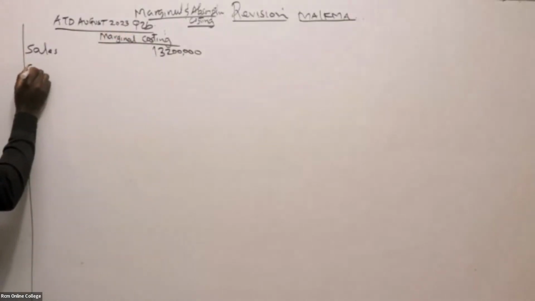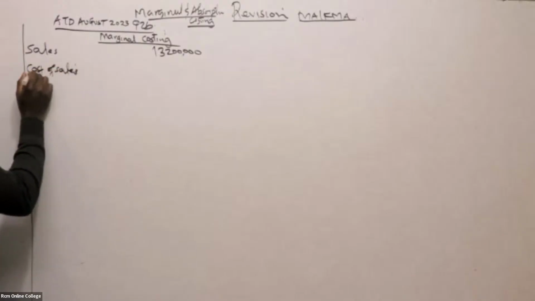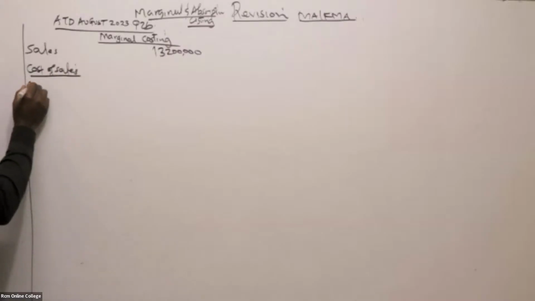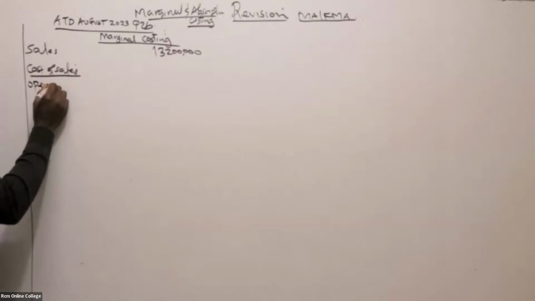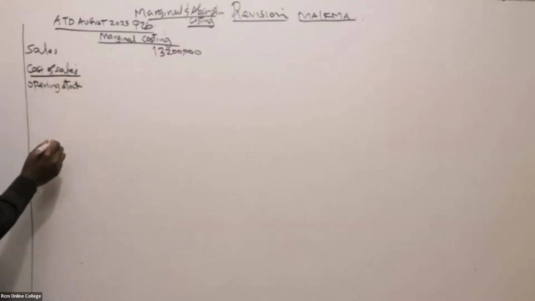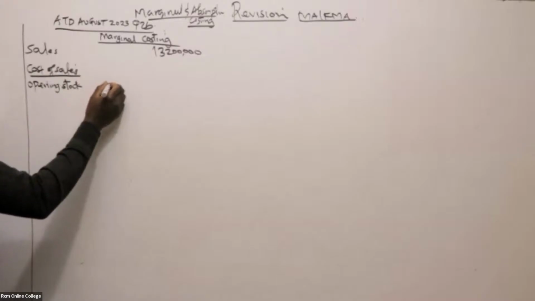We go to cost of sales. Our cost of sales under marginal costing will only contain what we call variable production cost. So let's get what we call opening stock. Do we have opening stock? If yes, we could have been able to bring it using that cost. So we don't have opening stock.